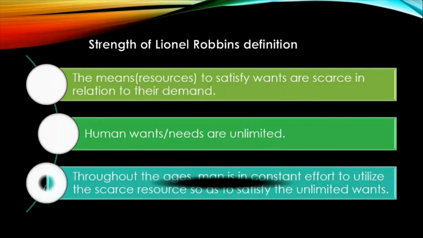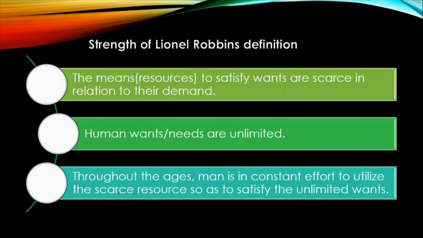The third strength is that throughout the ages, man is in constant effort to utilize the scarce resources so as to satisfy the unlimited wants. Speaking about land as a scarce resource, man has always put it to alternative uses throughout the ages. Land has always been used for farming, settlement, and business, and this is what Robbins means when he talks about the means which have alternative uses, precisely in his definition.